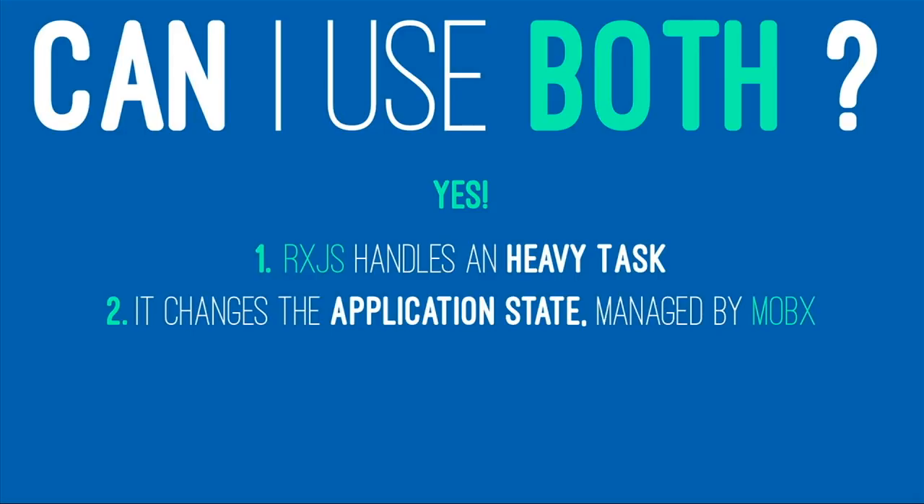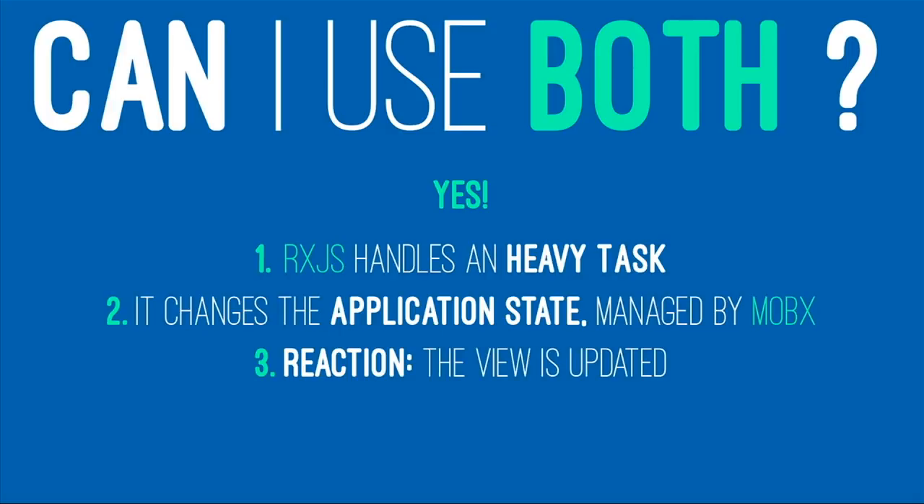When you jump from Rx to MobX, you are starting to work on the application state. So you manage your animation, then once you're done, Rx tells MobX, look, this is the new value for your application state. Your user now has 300 followers. And once you do that, you get the reaction that, for example, the view is updated. And this is a perfect flow to keep your application under MobX and to have RxJS handle the heavy part.